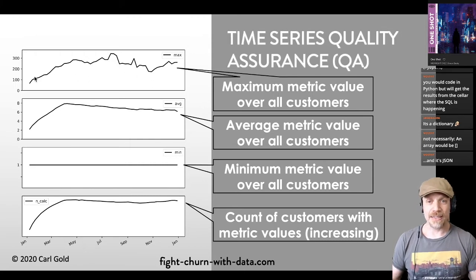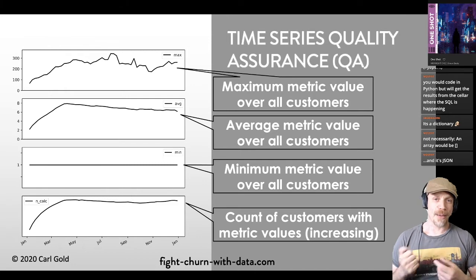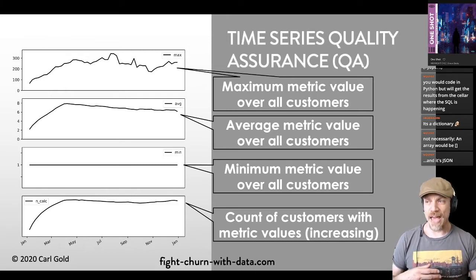And this is a good way to just visualize your metric after you created it, just to let you know, are there any extreme outliers, either high or low? What's the average value? How does the average value change over time? And lastly, how many customers got the metric? So how are we going to do this?